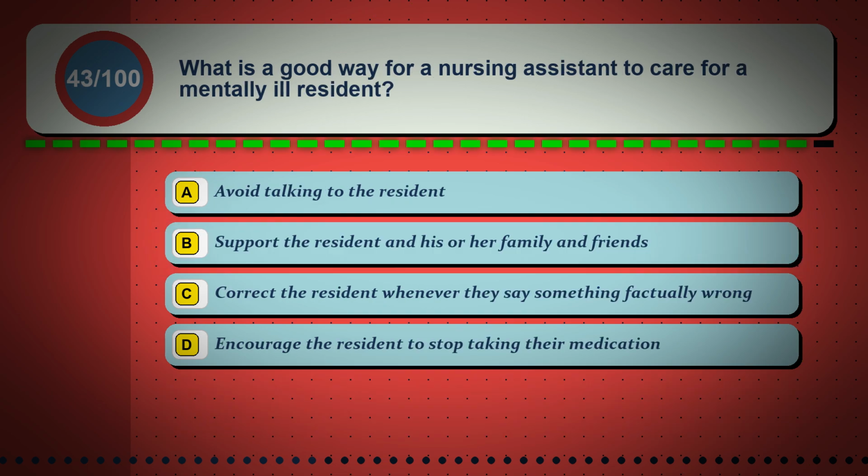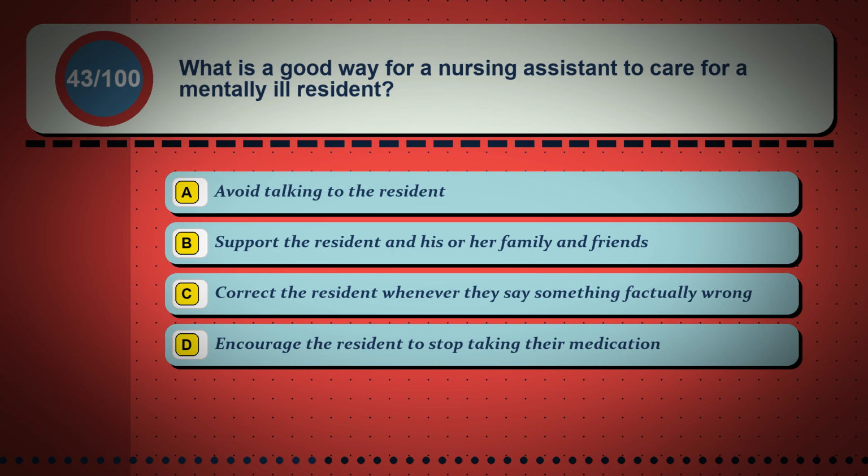Question 43. What is a good way for a nursing assistant to care for a mentally ill resident? Option A, avoid talking to the resident. Option B, support the resident and his or her family and friends. Option C, correct the resident whenever they say something factually wrong. Option D, encourage the resident to stop taking their medication.